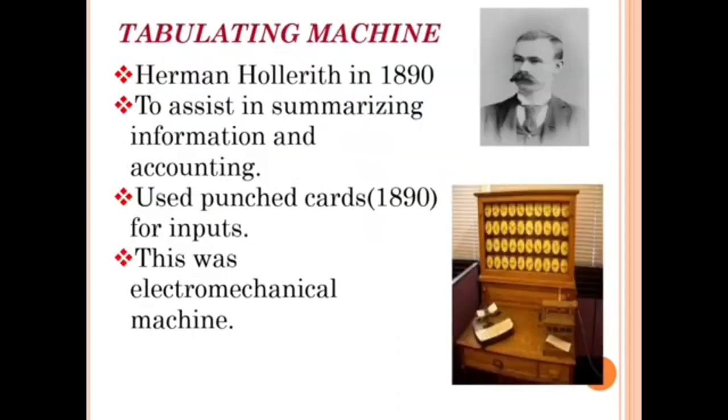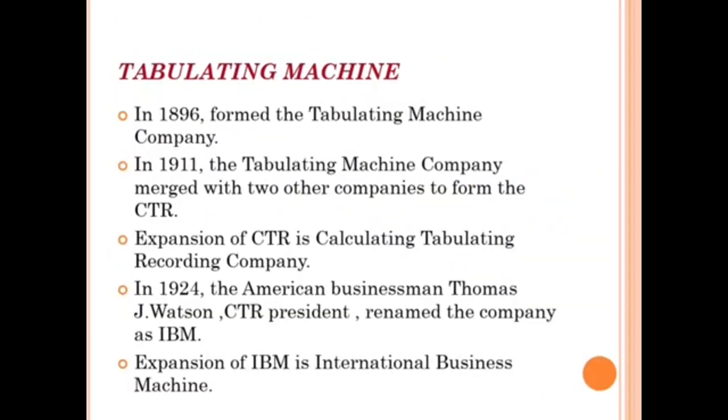The next one is the tabulating machine. Herman Hollerith introduced this tabulating machine. It works as an electromechanical machine, and first they introduced a company named Tabulating Machine Company. Later they changed the name to CTR, that is Calculating, Tabulating, Recording company. After that Thomas J. Watson changed the name to IBM. IBM is nothing but International Business Machine.